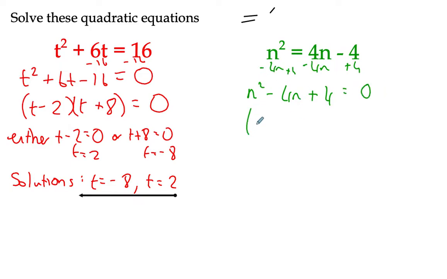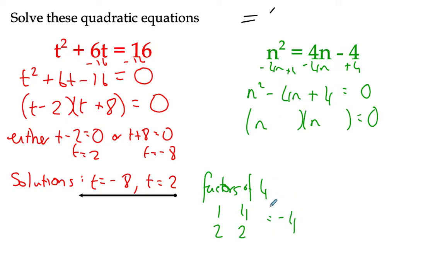Okay, if I factorize that, I've got n at the beginning of each of my brackets, and I want factors of positive 4. Factors of 4 could be 1 and 4 or 2 and 2, and they have to add up to negative 4. Well, that means that if they add to negative 4, remember that factors of a positive number means that both could be negative. So it's either negative 1 and negative 4 or negative 2 and negative 2. Luckily enough, negative 2 and negative 2 give us negative 4, so we've got negative 2 here and negative 2 there.